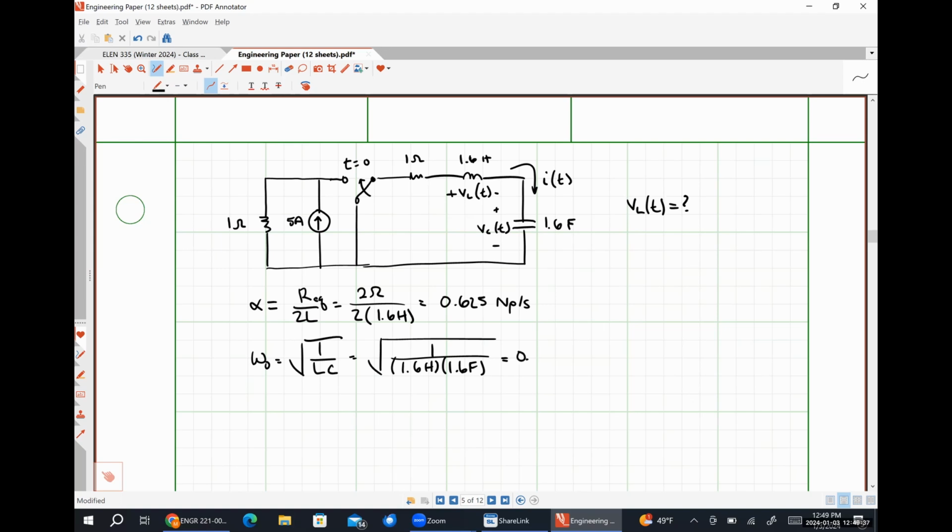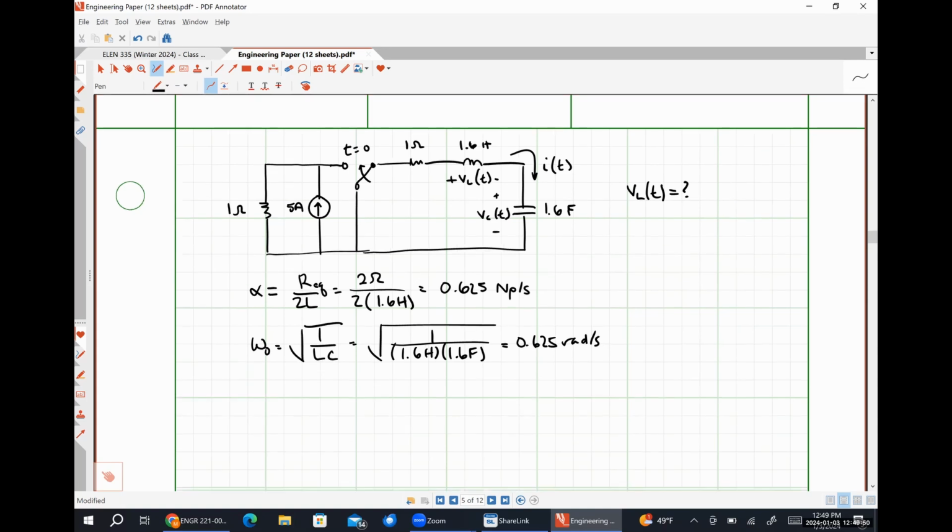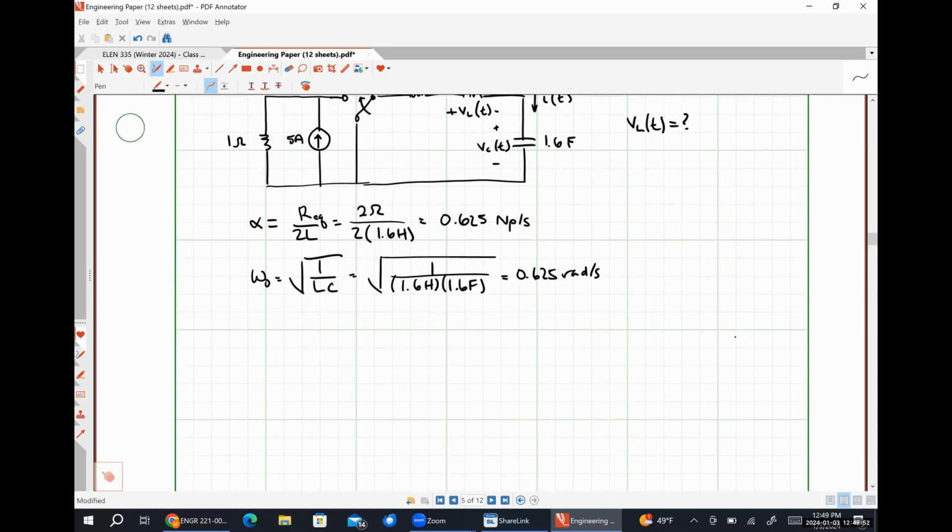Comes out to be 0.625 radians per second. I just wanted to make sure I didn't screw up the algebra earlier. So very obviously this will be a critically damped circuit because alpha is equal to omega naught. Okay, just wanted to double check that. So now let's do our analysis at t is equal to 0 minus.